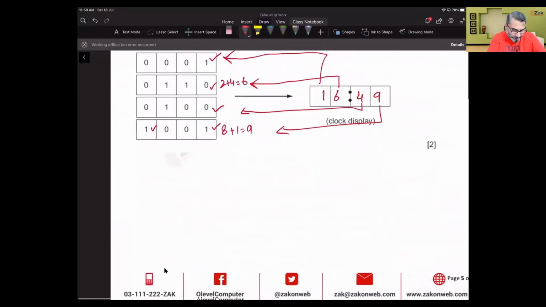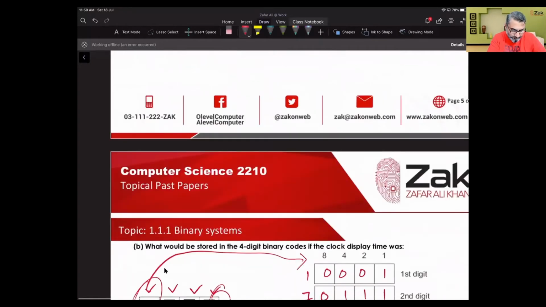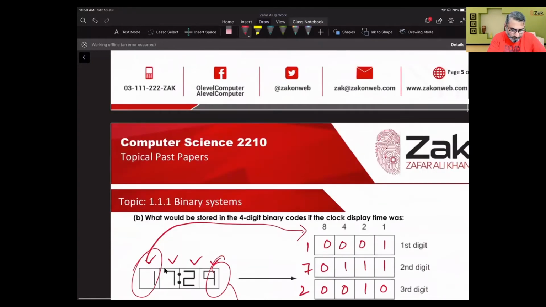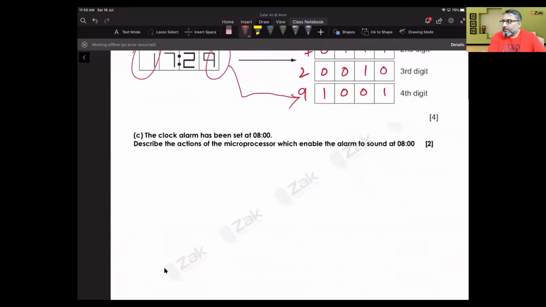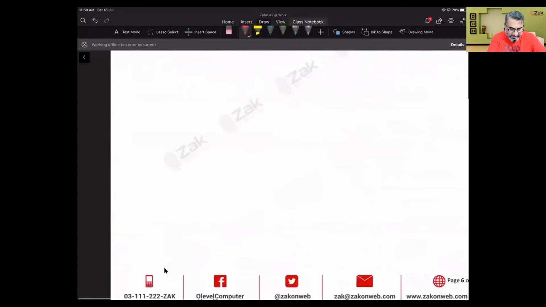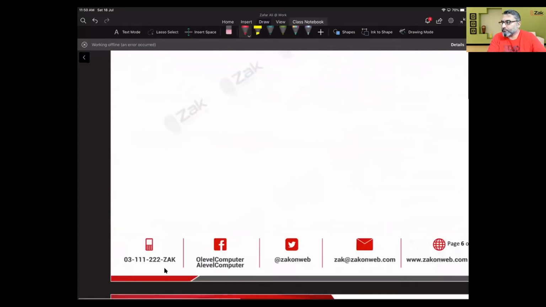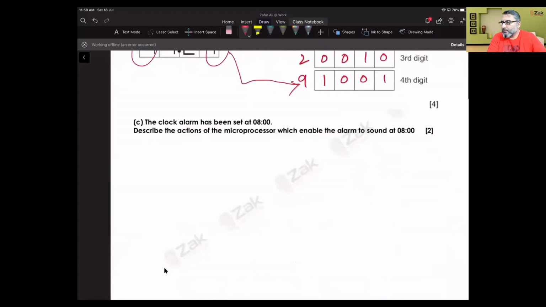Now, the clock alarm has been set at 8. Describe the actions of the microprocessor which enable the alarm to sound at 8. Beta, this question belongs to another topic which is called monitoring and control.